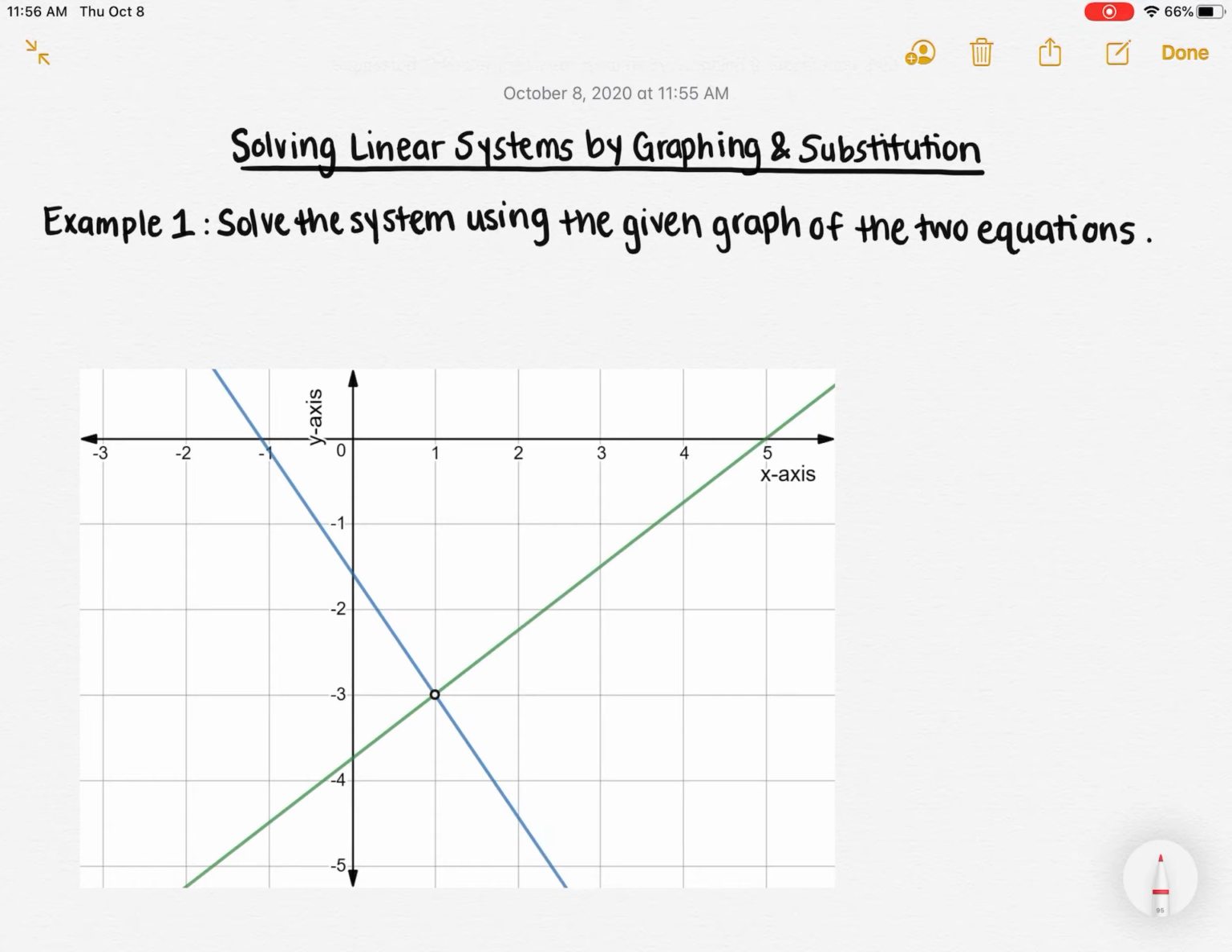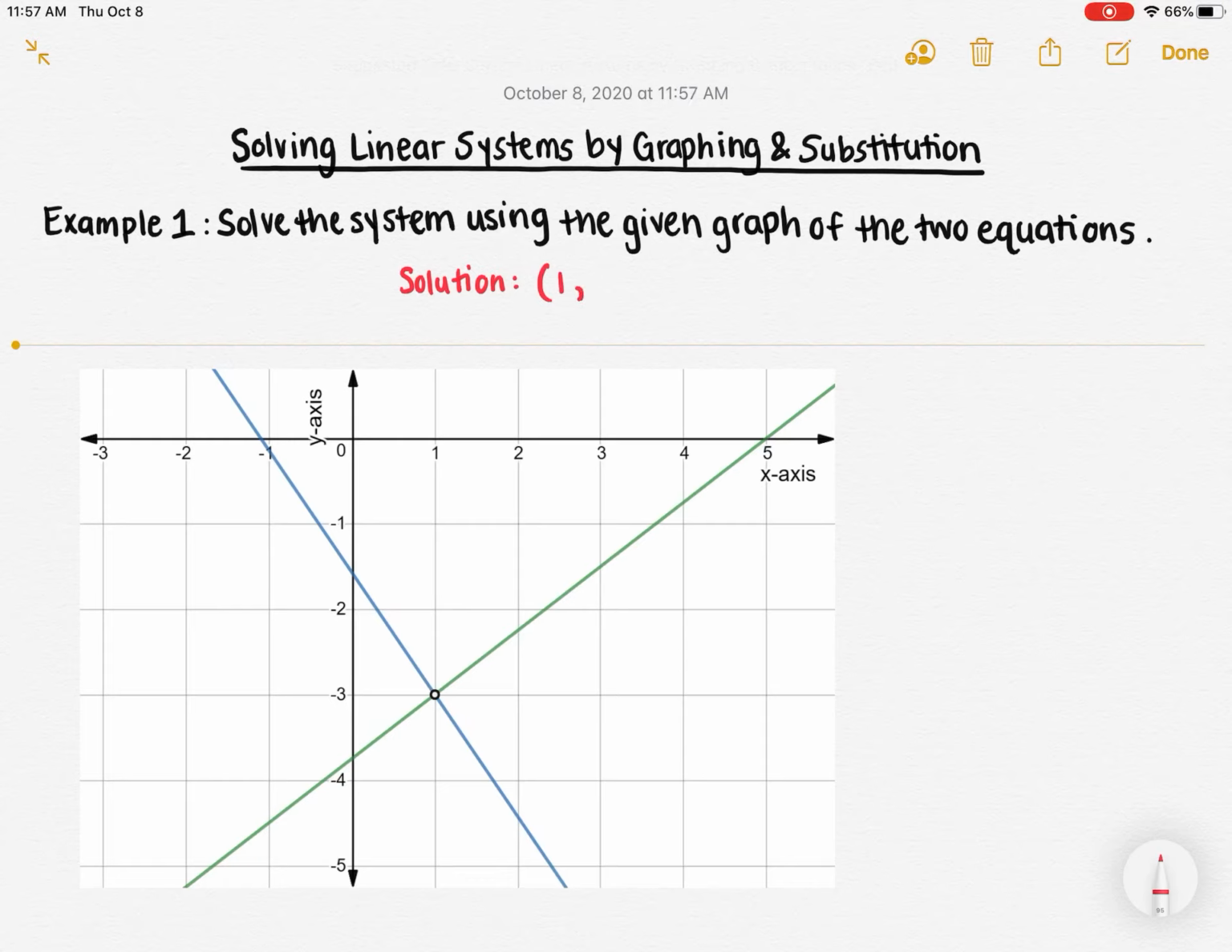So now in order to write the solution to the system, I need to make sure I write it in coordinate form, which is where I put x first, comma, and then the y value in parentheses. So I'm going to look at my graph and figure out what the x value is by looking at the horizontal axis at the top. So I can see that my white dot, if I go up to the x-axis, is at x equals 1. So the first number in my coordinate is going to be 1.